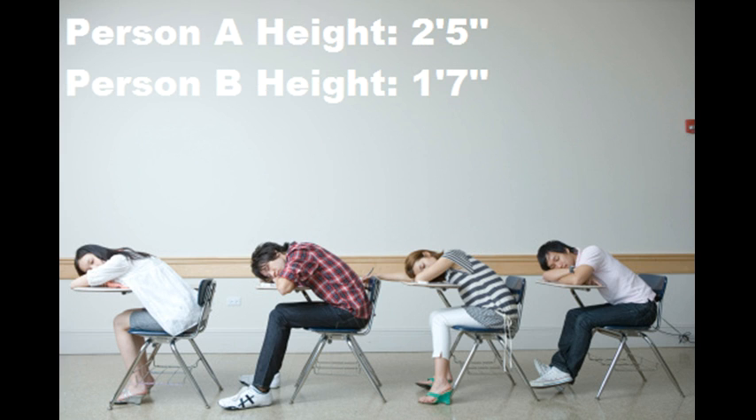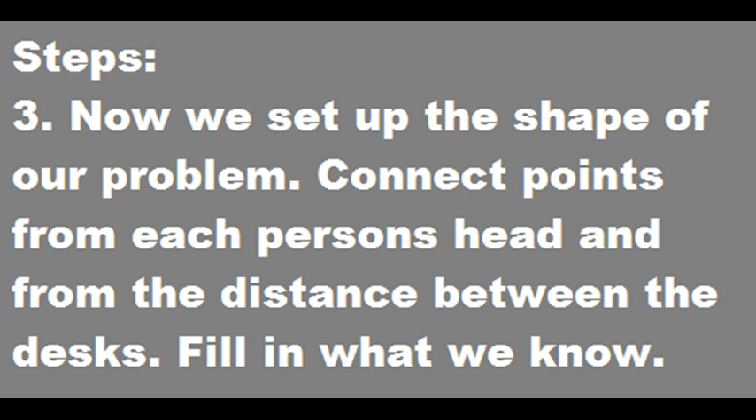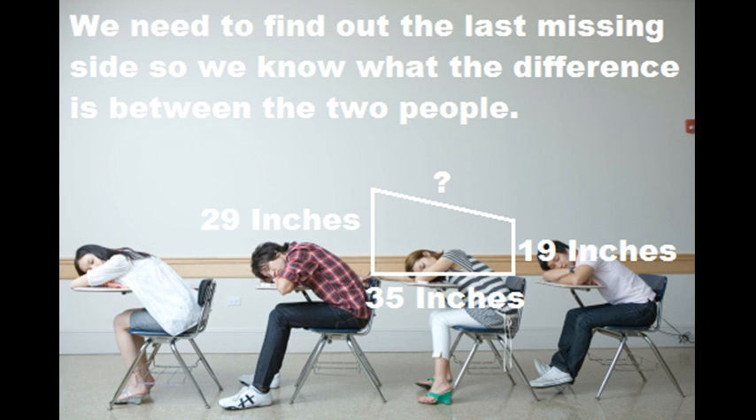Step number 3. Now we set up the shape of our problem, connect points from each person's head and from the distance between the desks, and fill in what we know. So far, this is what we know. Person A's height sticking out of the chair is 29 inches. Person B's height is 19 inches. And the average length of the desk entirely is 35 inches. We need to know the last missing side so we know what the difference is between the two people.